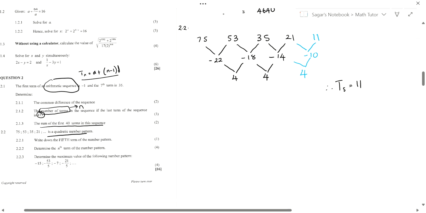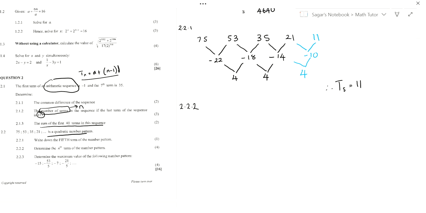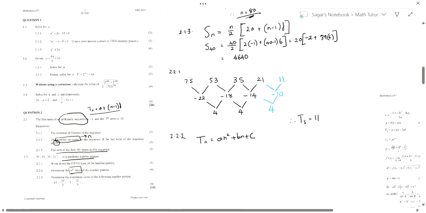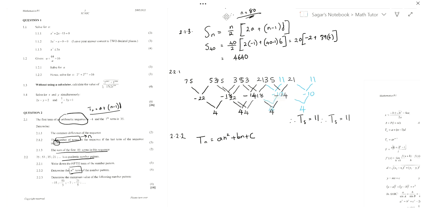Let's move on to 2.2.2. Determine the nth term of the number pattern. Here for the quadratic pattern, your nth term is equal to an squared plus bn plus c. Right? We need to use this portion for 2.2.2.